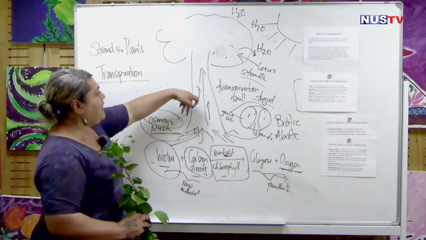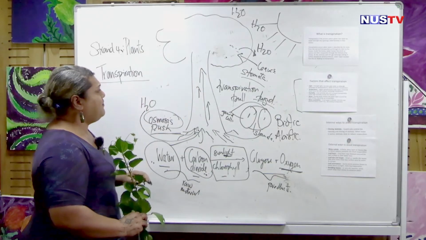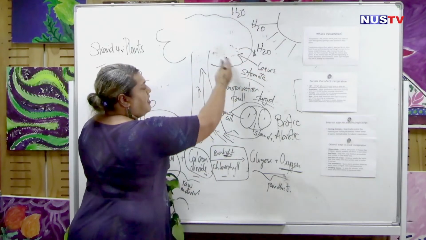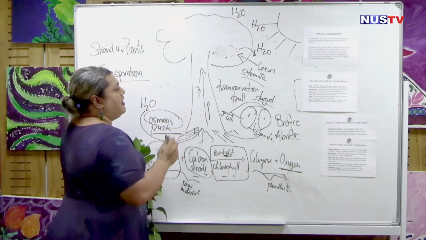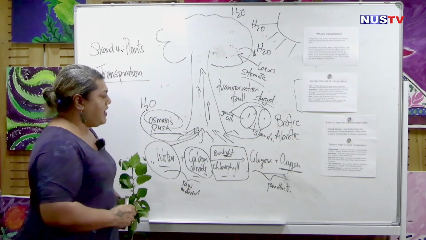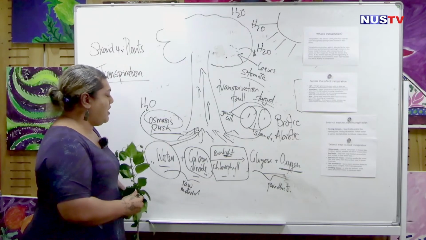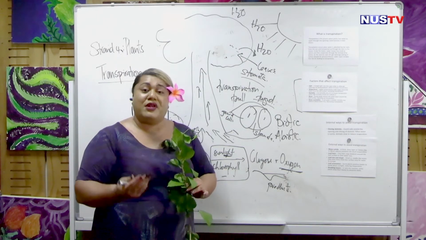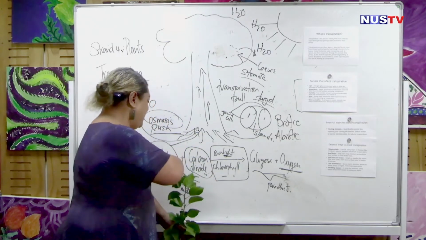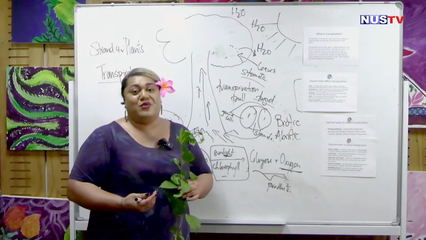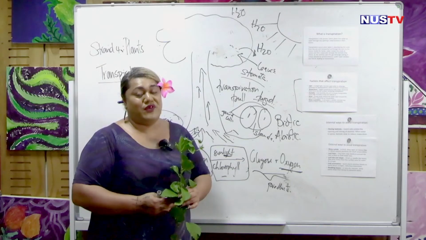Water is pulled up to the leaf. So as water is lost, it is replaced from below, through the water. Photosynthesis is the process where plants use water and carbon dioxide with the help of the catalysts, which are sunlight and chlorophyll.